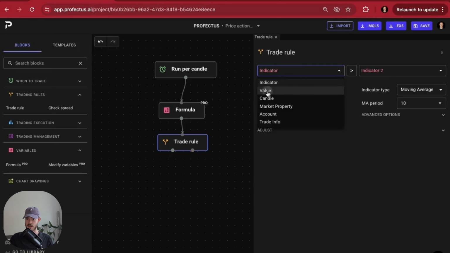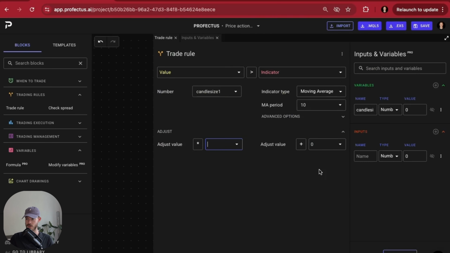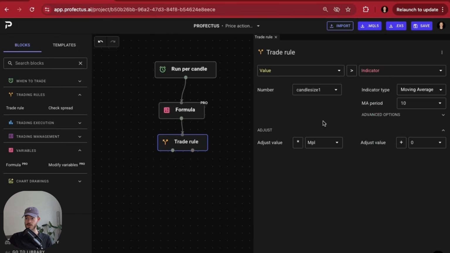Then we simply take here the value block, candle size based on candle size 1, adjusted by a multiplier we have now still to define. So here, simply multiplying it by x, create by now here a new input. Let's call this input MPL for multiplier. By default setting this to 3. So now we can select it here, MPL. Again, we close that, and then we go back to this block.